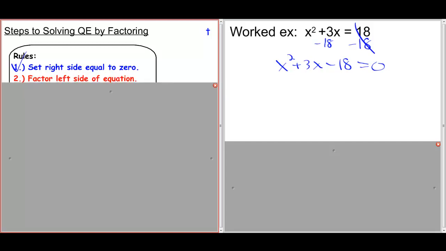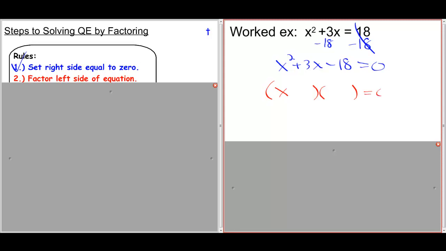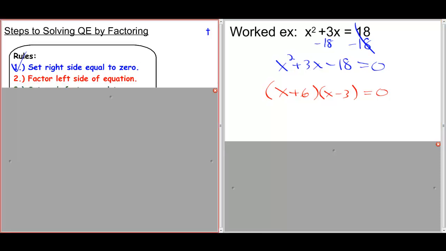Then you're going to factor the left side of the equation. So breaking down the left side of the equation, hopefully this comes quick for you, but if it doesn't, you've got to go back and watch a video. That's going to be x plus 6 times x minus 3, okay? Because positive 6 and negative 3 multiply to negative 18. Positive 6 and negative 3 add to positive 3. So that's the red part.